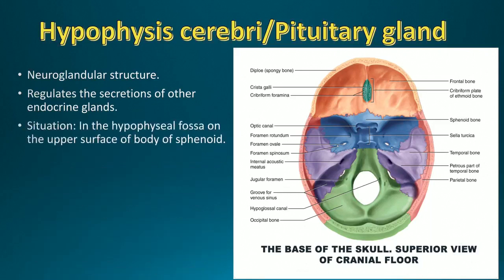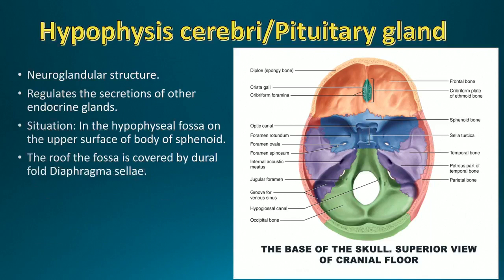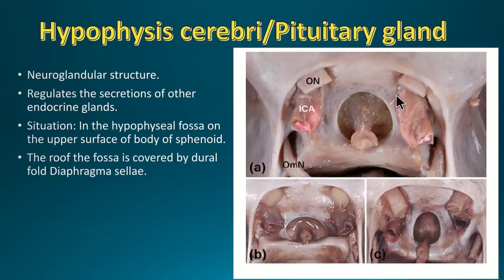So as I told you, it is situated in the hypophyseal fossa on the upper surface of the body of the sphenoid. The roof is actually covered by the diaphragma sellae. So here you are able to see the diaphragma sellae, which is formed by the meningeal layer of the dura mater, which is bridging the roof, and that is continuous with the roof of the cavernous sinus.